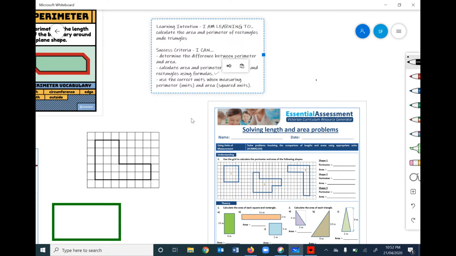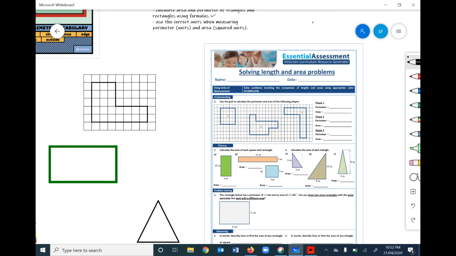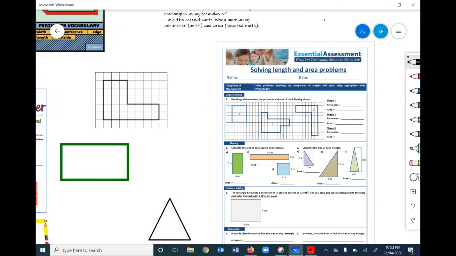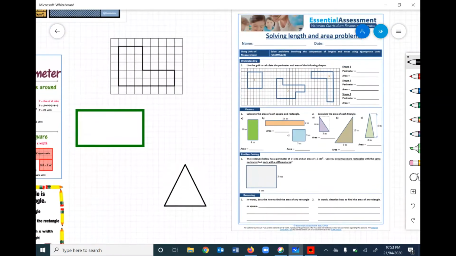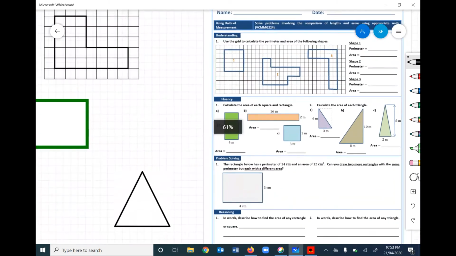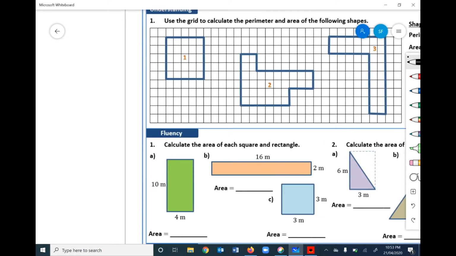All right, let's have a look at number one here. Number one is about our understanding. So we're going to have a look at some of this here and understand what's going on. We're going to use the grid to calculate the perimeter and the area of the following shapes. When working out the perimeter, we find the distance around the outside of the shape. So I might try to zoom in a little bit so we can see that one there. We're going to be having a look at some regular shapes, which is this one here, and some irregular shapes, which we're left with here.